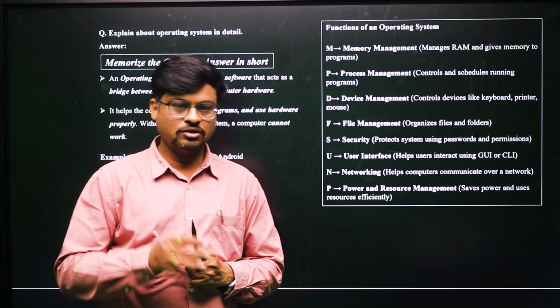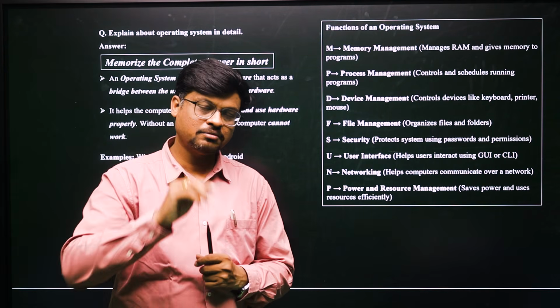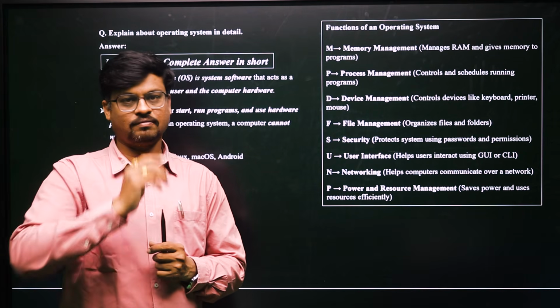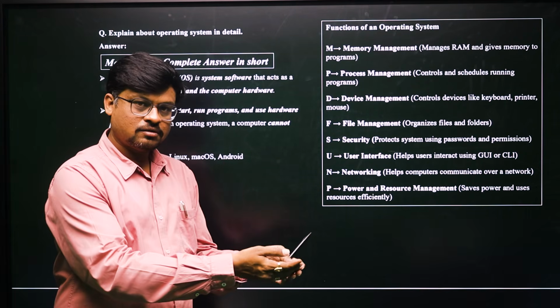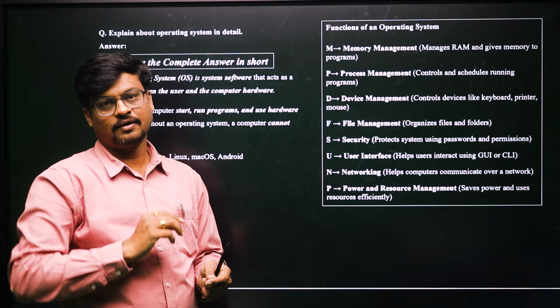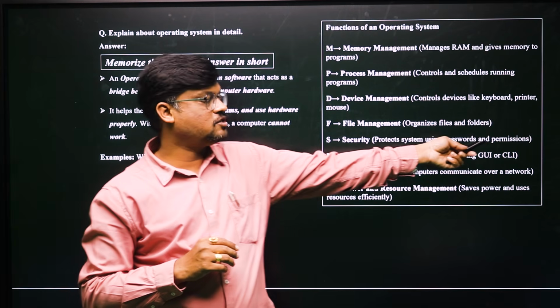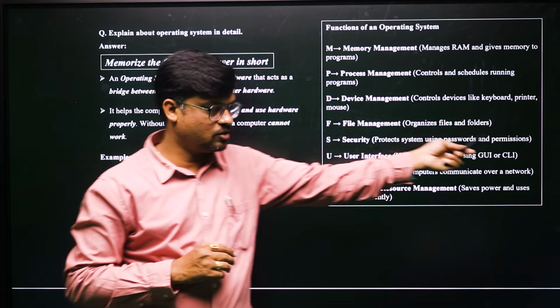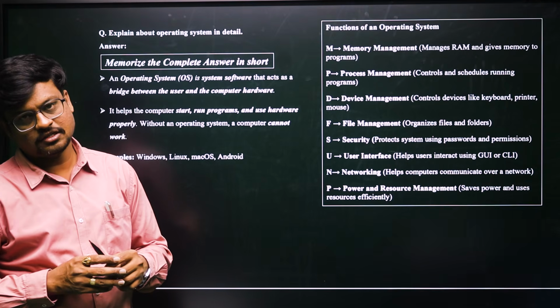So I might have permission only to read the data. You might have permission to read and update the data. Maybe someone has permission to read, update, and delete the data. That is authorization given to the users, permissions given to the users. It is done by the operating system.